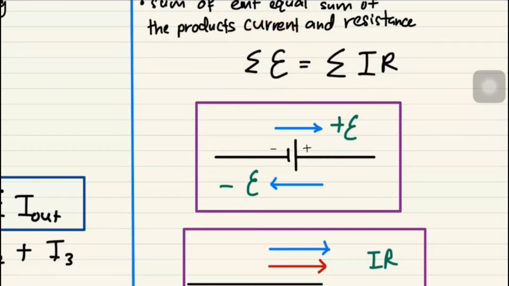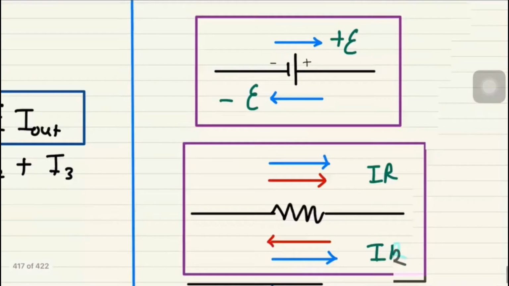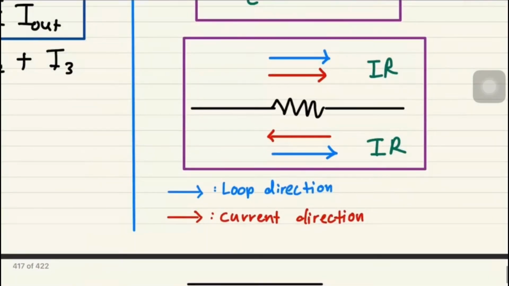Okay, and then on the right hand side you have to use a different concept sedikit. Okay, now you need to know the direction of current. So direction of current ni saya draw pakai red. Direction of loop tadi tu saya draw pakai blue. Okay, if the loop and the current direction is in the same direction, this one will be positive. Okay, if the loop is in opposite direction, this one is negative.